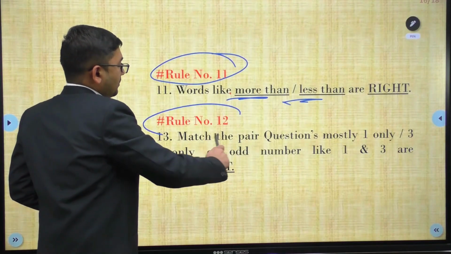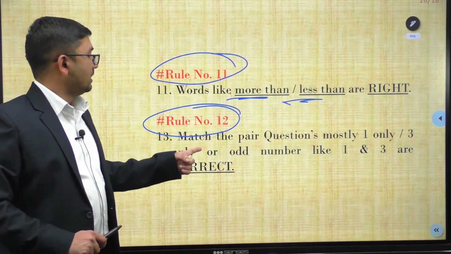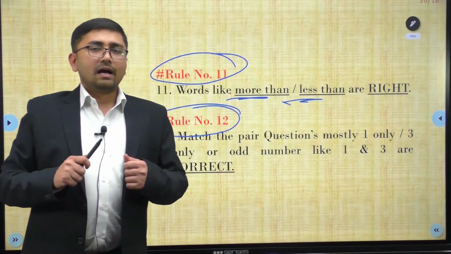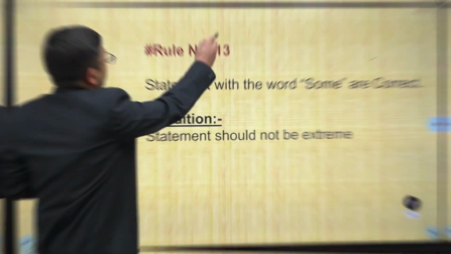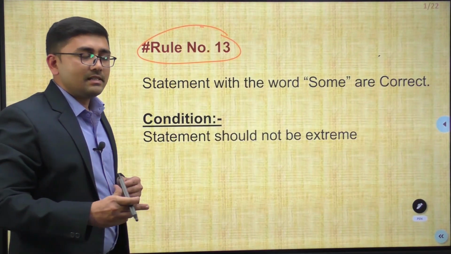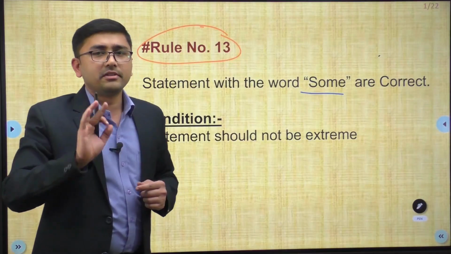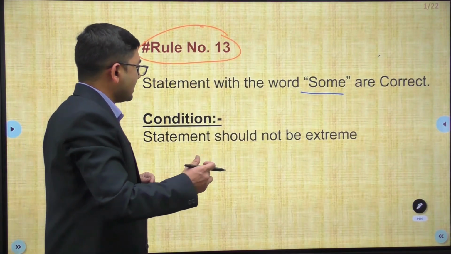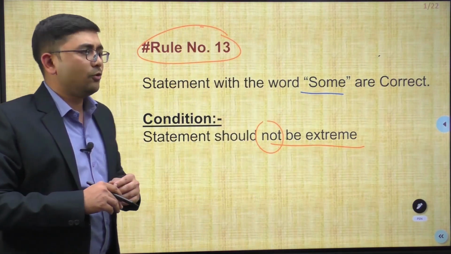Rule number 12 says that in match-the-pair questions, mostly 1 only, 3 only, or odd numbers like 1 and 3 are correct. How, sir? I am going to explain all these hacks in upcoming sessions. Rule number 13 says that a statement with the word some is correct, but there are some conditions. The condition says that the statement should not be extreme. How, sir?